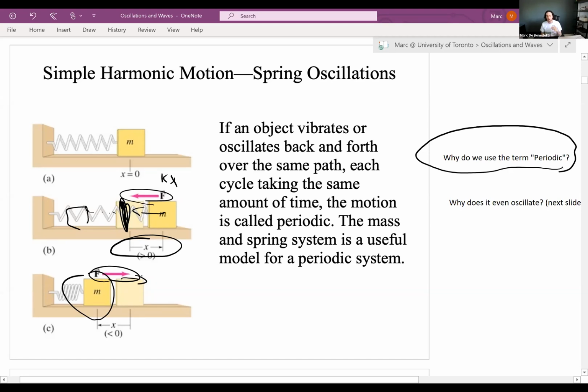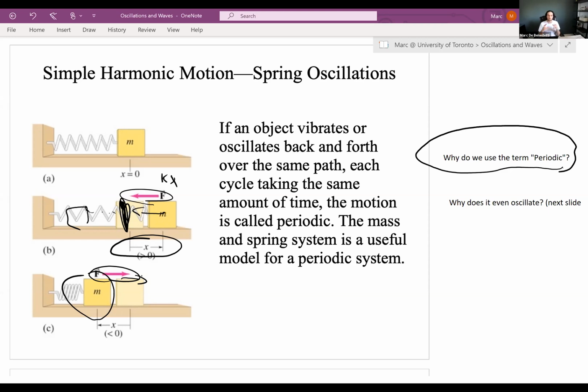Because the motion of this object repeats over time, we call it periodic. Any function that has a pattern that will repeat over a certain length of time, we call periodic. It doesn't have to be sinusoidal. It doesn't even have to be continuous, to be completely honest.